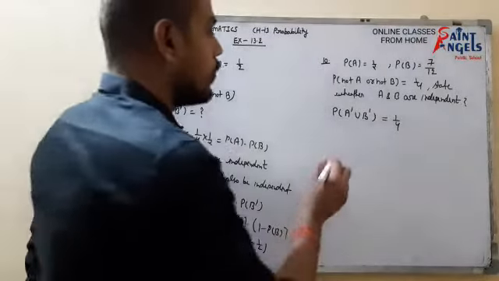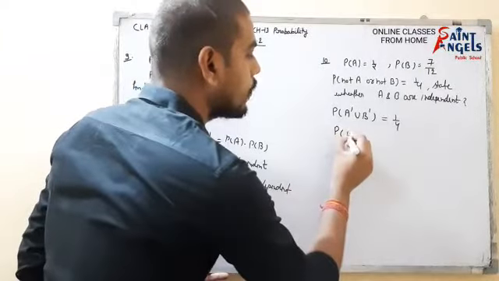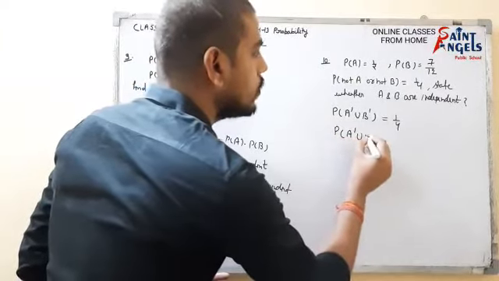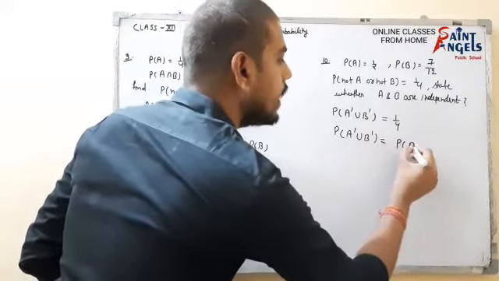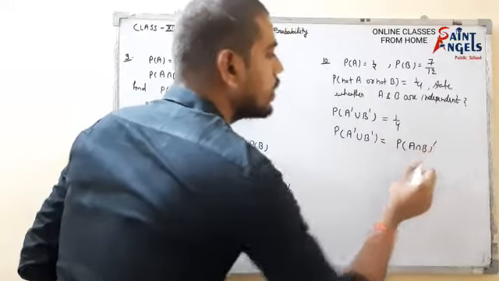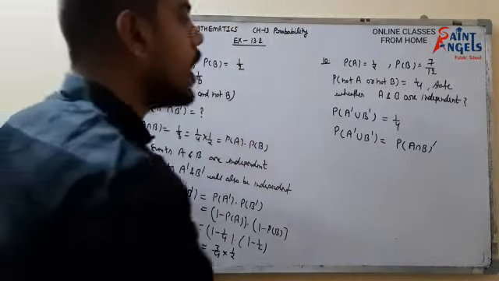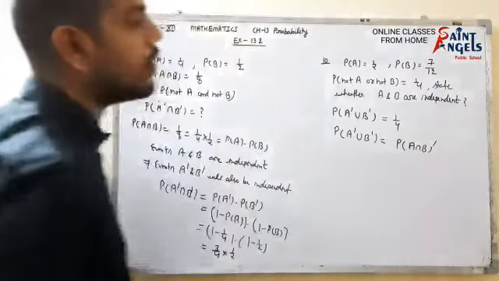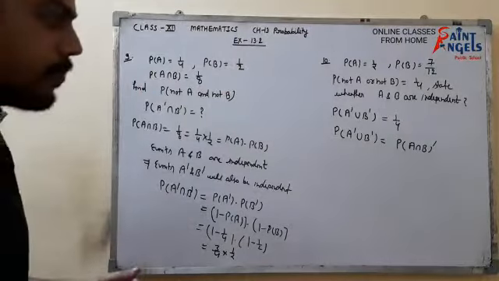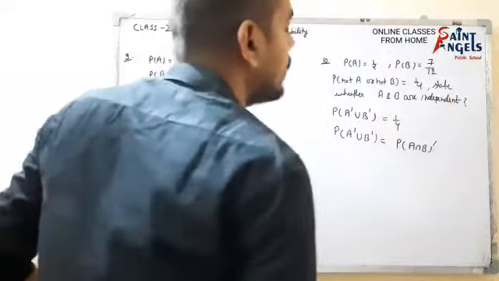So we all know De Morgan's law. De Morgan's law states that the probability of (A union B) complement is equal to the probability of A complement intersection B complement. I hope you all remember De Morgan's law. So basically what we have to find? We have to find P(A intersection B). And why are we finding that? Because we have to prove that A and B are independent events.